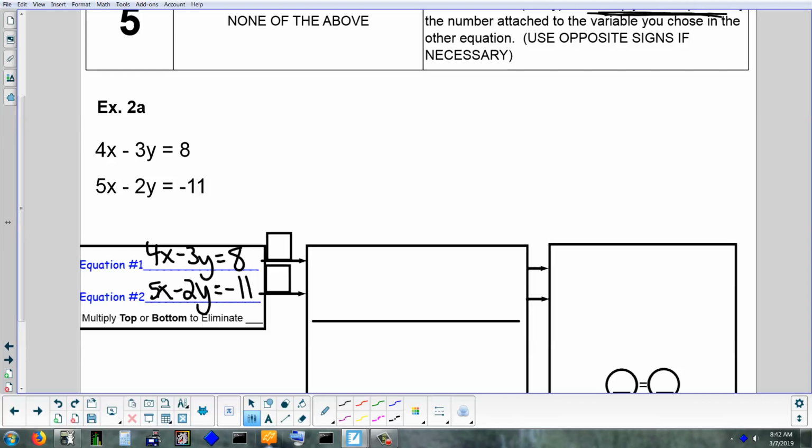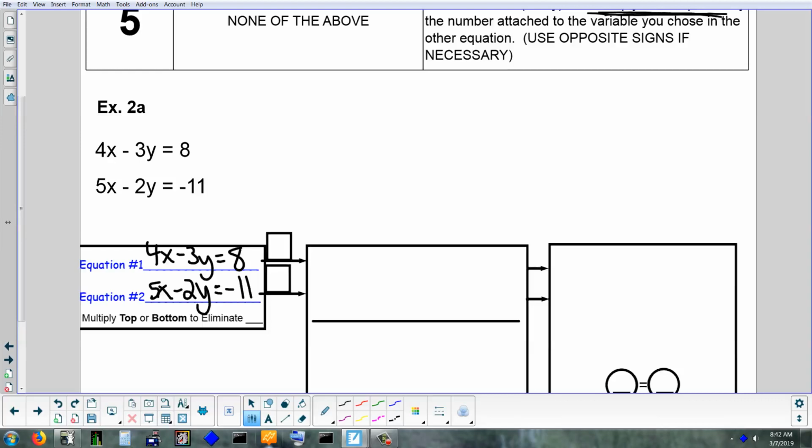Situation 4: can one of the smaller numbers be multiplied by a number to give you a bigger one? Can I multiply 4 by something to give me 5? No, because 4 times 1 is 4, 4 times 2 is 8. I'm past 5. Can I multiply 2 by something to give me 3? No. 2 times 1 is 2, 2 times 2 is 4. I'm above 3. It doesn't work. So I'm at situation 5.